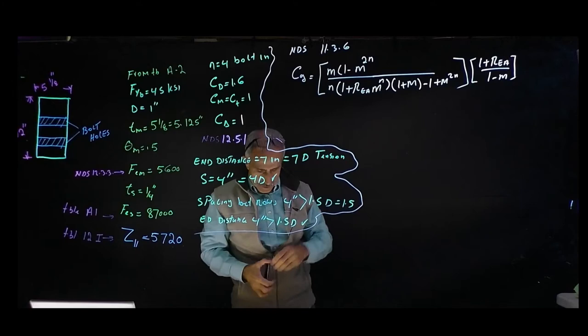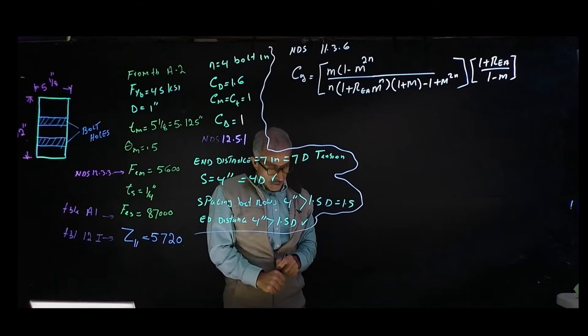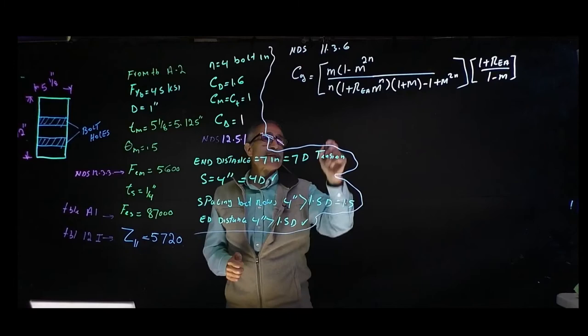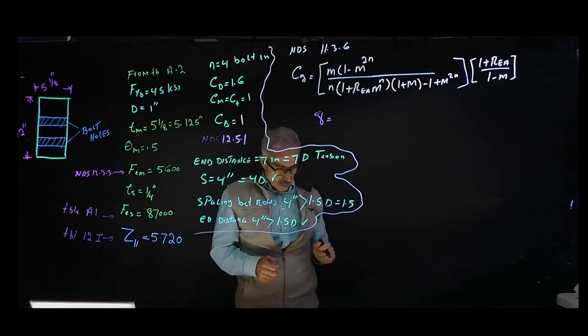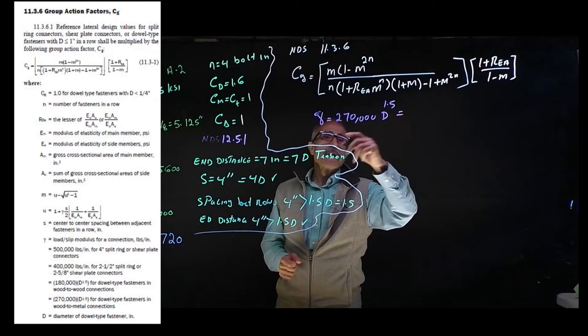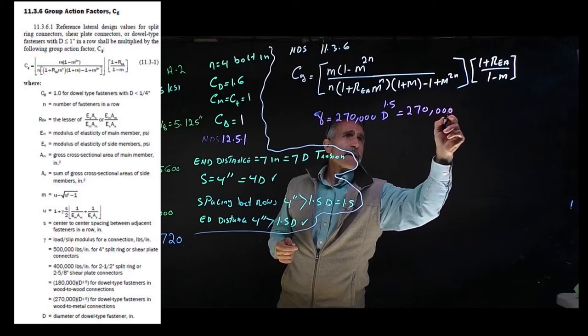So we're going to say, for a wood to metal bolt connection, and it's the same right there, in that same NDS 11.3, gamma, that's a nice looking gamma, is equal to 270,000 times D to the power of 1.5. And our D is equal to 1, so therefore this comes out to 270,000 PSI.